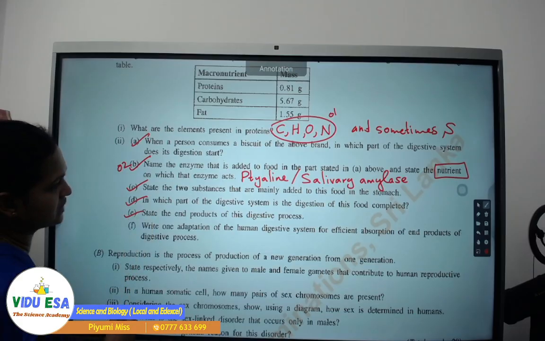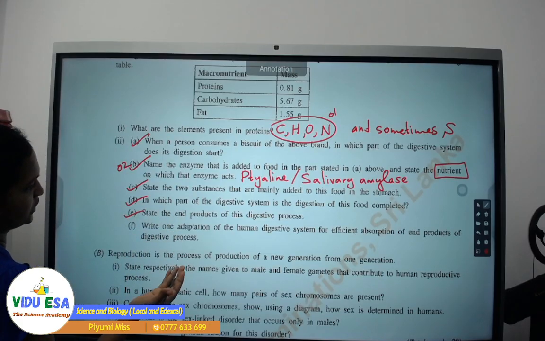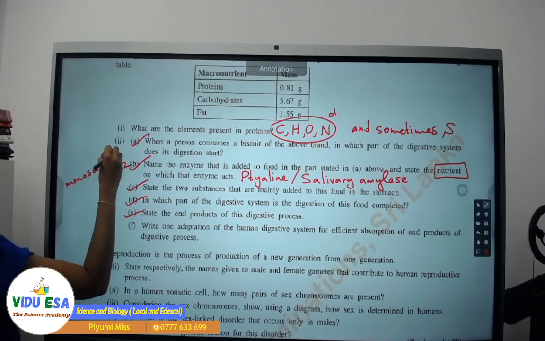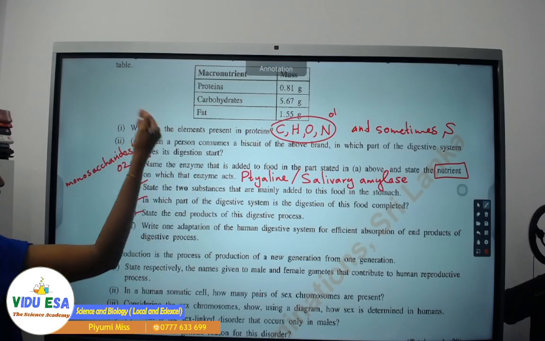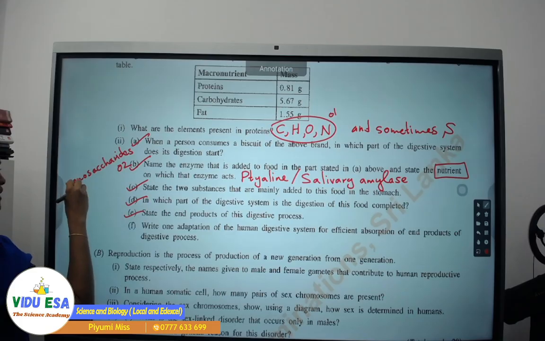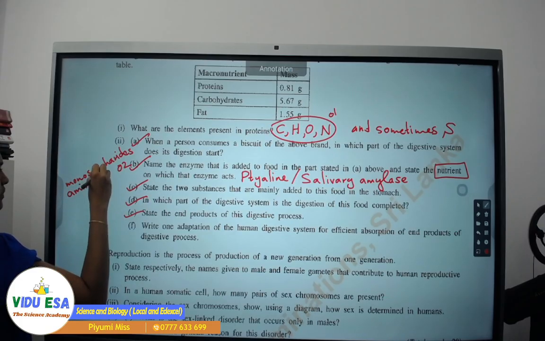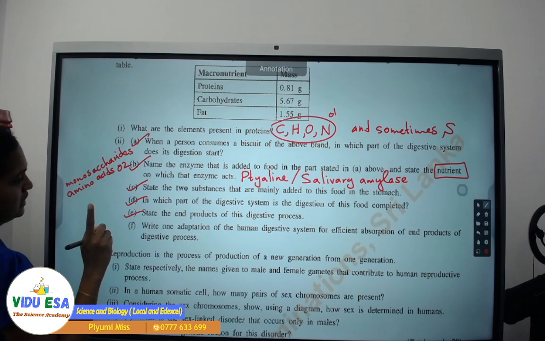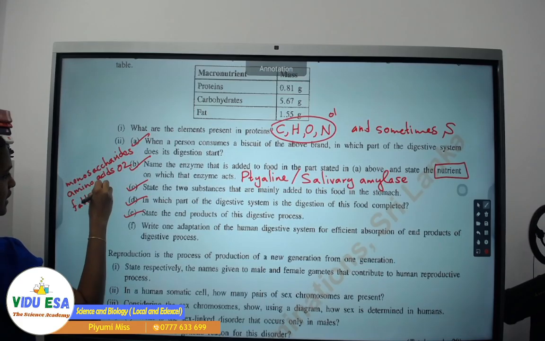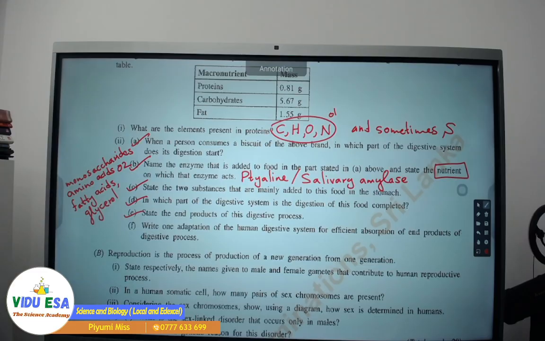State the end products of this digestive process. When it says end products, you have to say monosaccharides. Right? Carbohydrate digestion end product is monosaccharides. Next, protein digestion end product is amino acids. Next, lipid digestion end products are fatty acids and glycerol. You must say both. If you have written all four, you will get 4 marks, 1 for each.